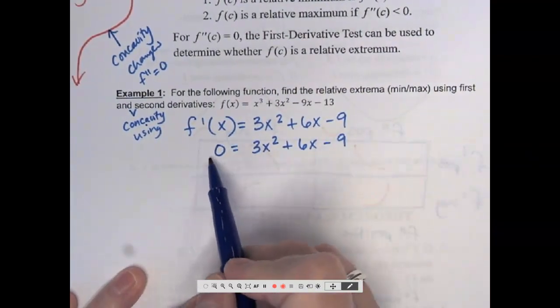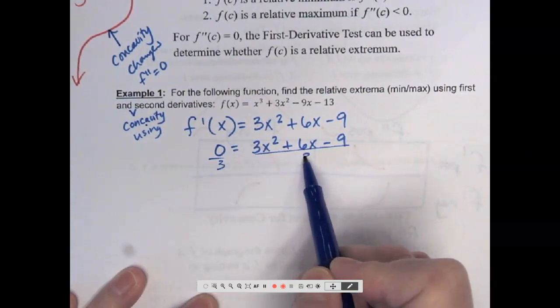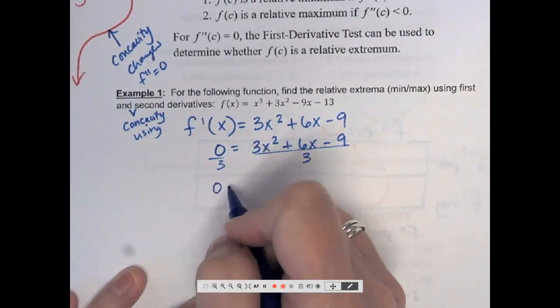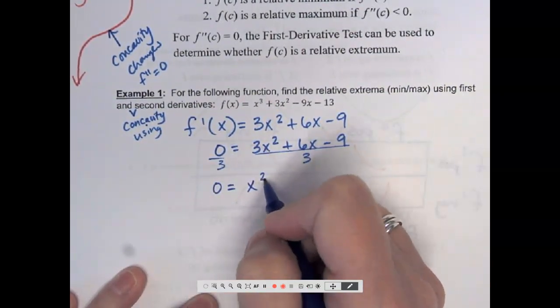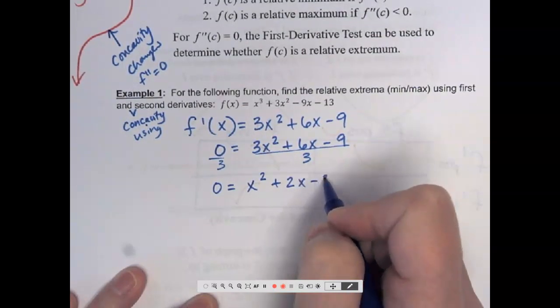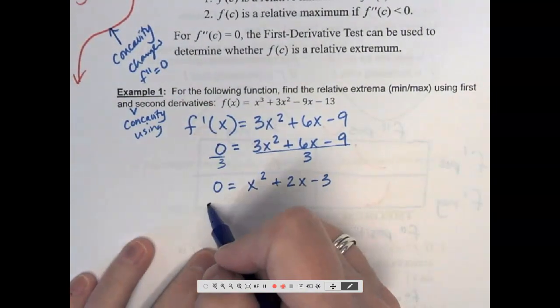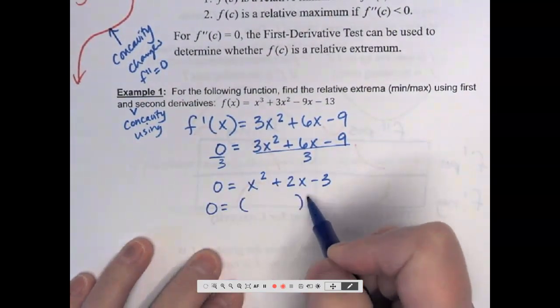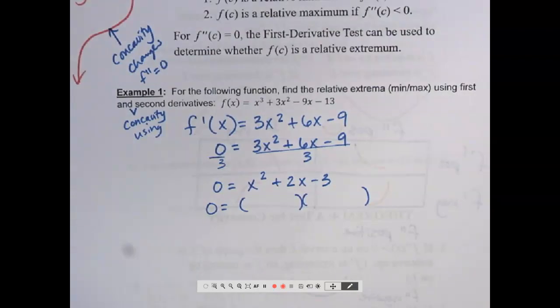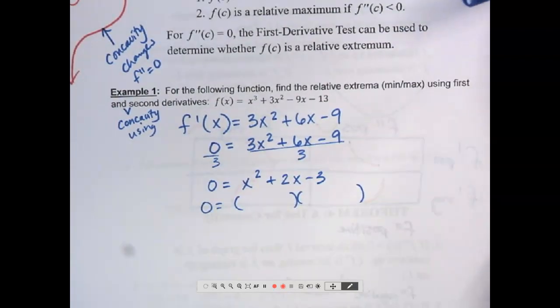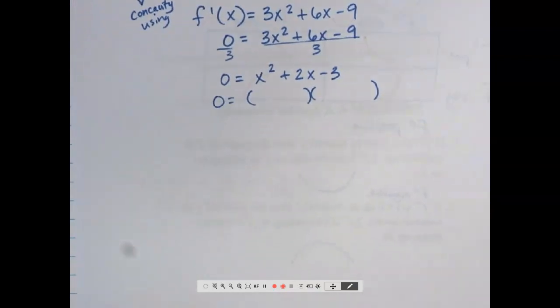First thing I would do, I think I would divide everything by 3. That would still be a 0. x squared plus 2x minus 3. Can we factor that? Let's use a little guess and check on this. You can do the big X if you want, but this is about as simple as I get, so let's try this one.